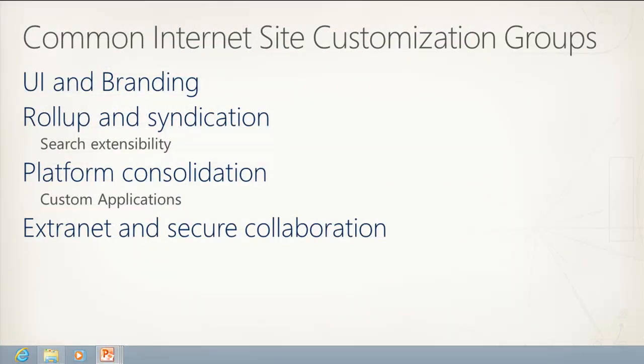Some common things that you did with WCM sites in both 2007 and 2010. One of the groups is UI and branding. I just built a custom UI site, made it very pretty, added some master pages, some page layouts, and some CSS. Some other things you probably did were roll-up and syndication. Maybe you did some things around search on SharePoint 2010, accessing other sites and pulling things together. You might have done platform consolidation on SharePoint 2010, where you hosted one central platform that served multiple websites. Those are some other things around web content management sites I've seen a lot of customers do. The last one is you might have built some extranets and secure collaboration with your partners and customers.